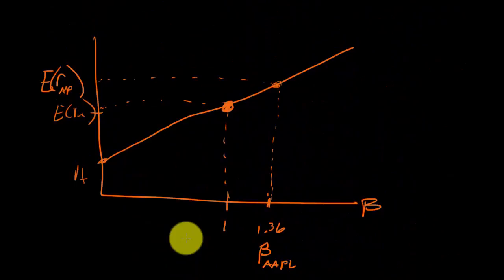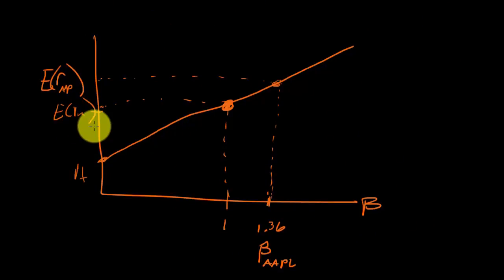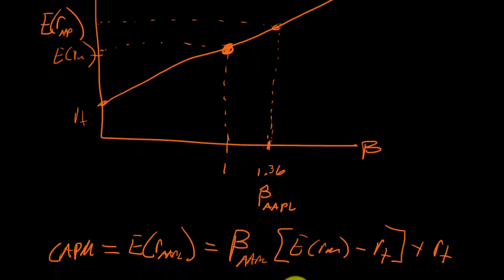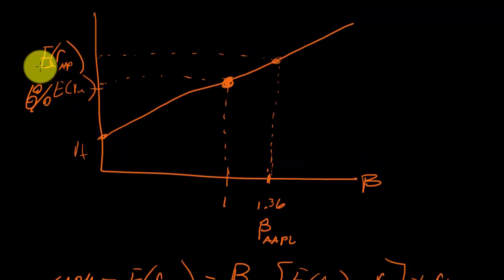And if I come back up to my graph, what did we say the expected return of the market was going to be? The expected return of the market was going to be 6%. If this is 6%, then I would expect Apple to be a little bit higher than that at 8%. Given those estimations, that's how we use the CAPM.